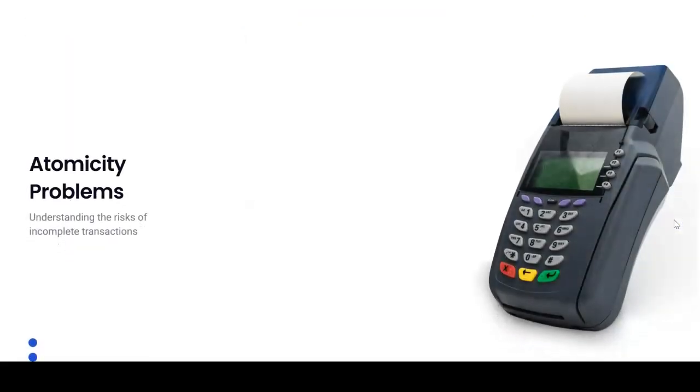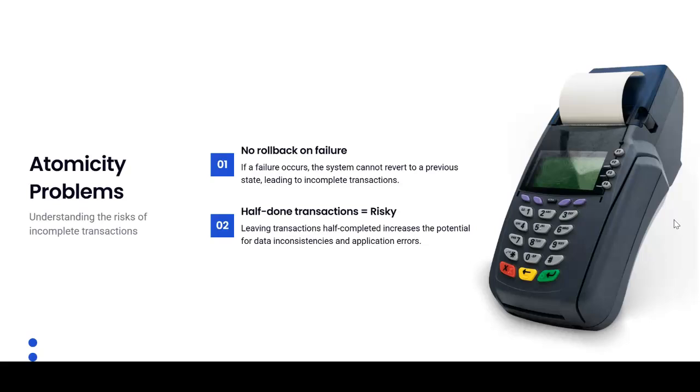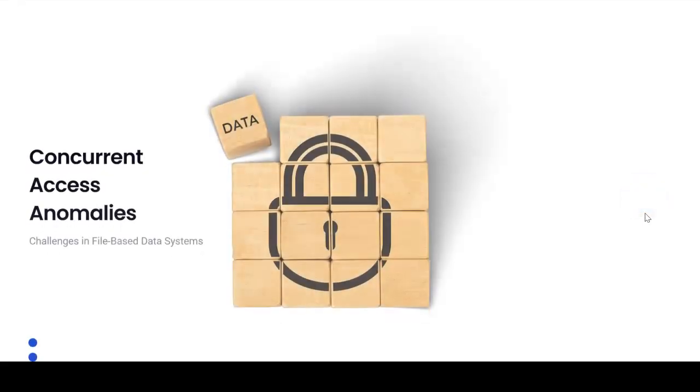And fifth one is atomicity problem. A transaction must either complete fully or not at all. That's atomicity. For example, while transferring 500 rupees, it gets deducted from one account but not added to the other. That's risky.